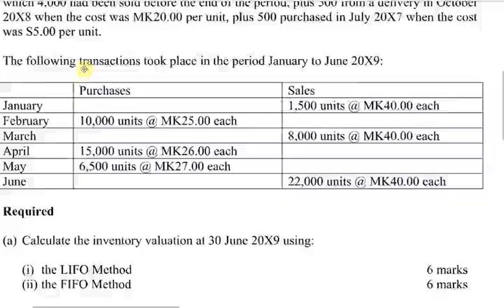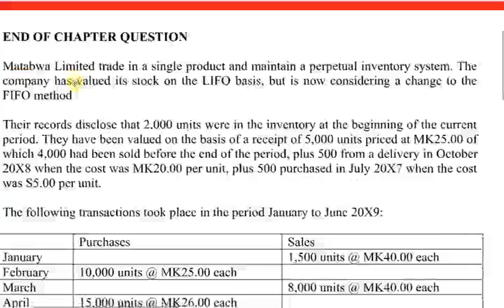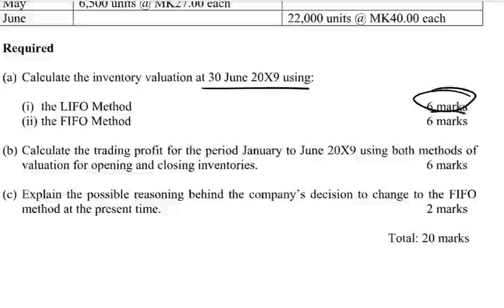So now let us look at the end of chapter question. It requires us to calculate the inventory valuation at 30 June 2009 using FIFO and LIFO, 6 marks.